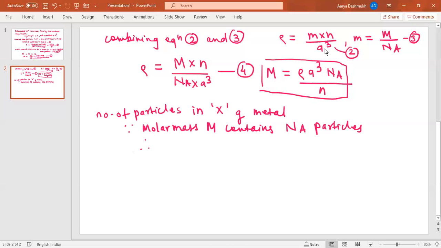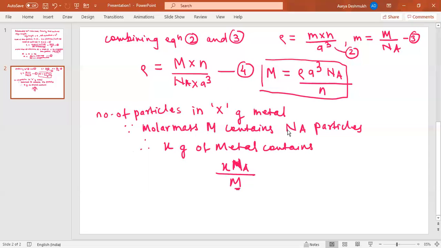So therefore x gram of metal contains, so you can cross multiply x into capital M, x into Na. Here it should be Na because you are cross multiplying this x into Na divided by capital M. Okay, now substitute the value for this M here. This is Na, that is Avogadro's number.